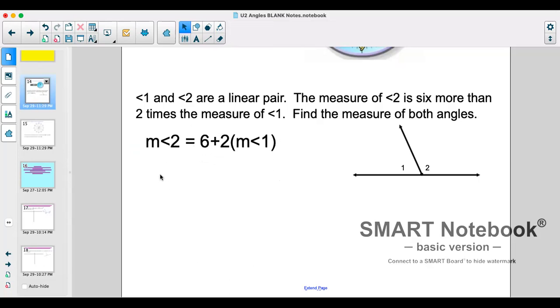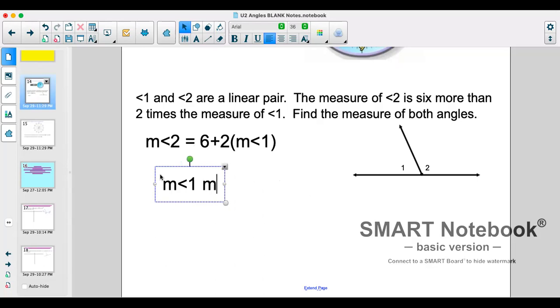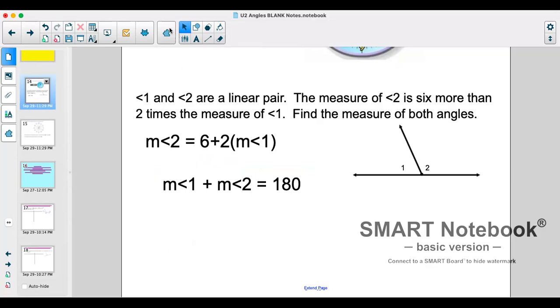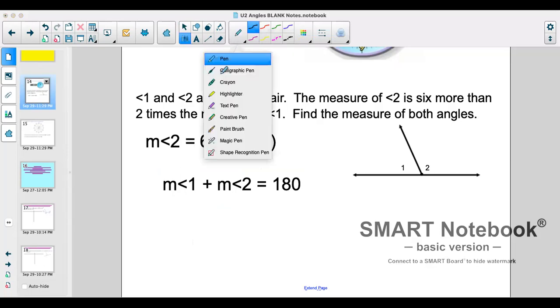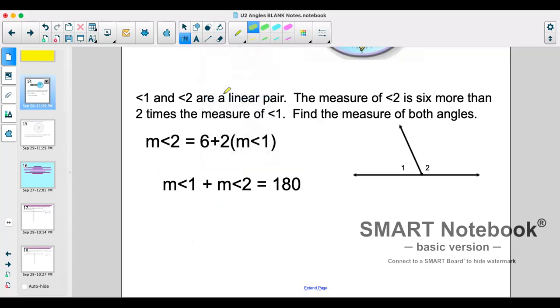Well, what do I know about the measure of angle one and the measure of angle two? They are a linear pair, which means they add together to be 180 degrees. Okay, so that's what we know about a linear pair. But think about it, if we were setting up a proof and this was given to us, we would then say the definition of a linear pair says the measure of angle one plus angle two equals 180. Then our third step would be the measure of angle two equals this. So I can substitute that into that statement.